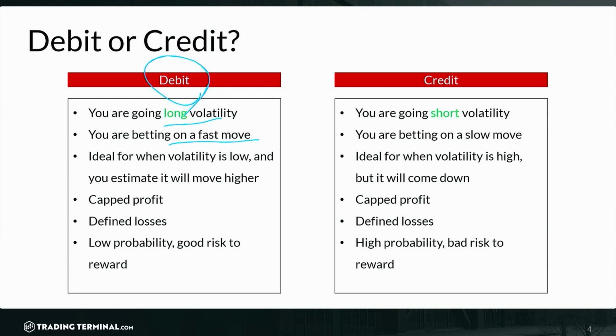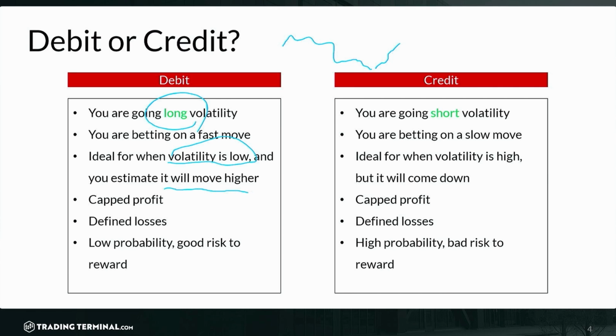So here, whether it's a bullish or a bearish debit strategy, you're betting that the move is going to be very fast, either to the upside or to the downside. You're betting on a fast move. Overall, it is ideal for the time that volatility is low, and you estimate that volatility will slightly move higher. Why? Because you're going long volatility. So you want the implied volatility, if you remember, to be lower and then slightly ticking up.